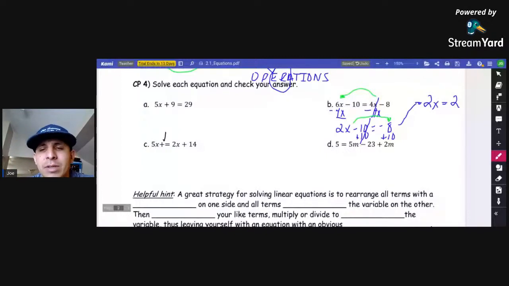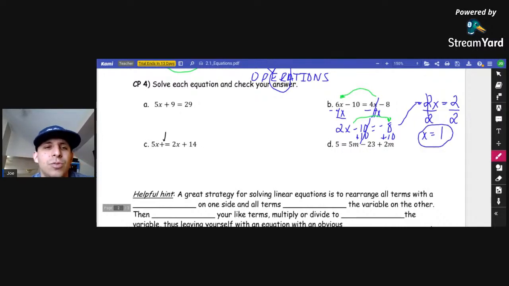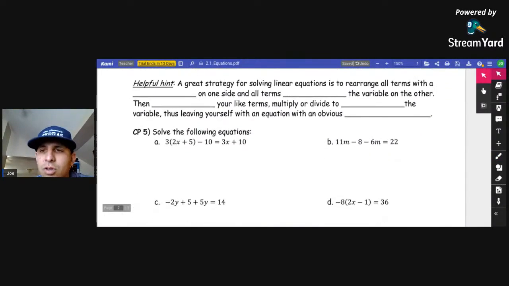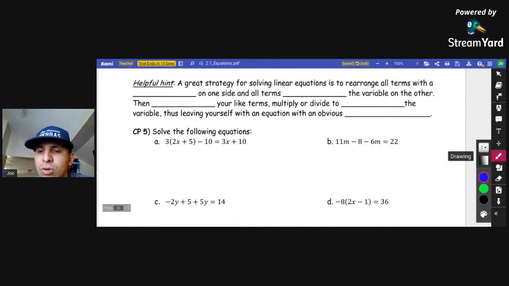Okay, and then last but not least, bad habit, 2x, like I reiterated previously, that was really 2 times x. So I would want to, in this instance, divide by 2 to isolate the variable. Once again, making sure I do it on both sides and arriving at x equals 1. Okay. I am going to finish up with the helpful hint and then come back for the monster equations because they're a little bit more intense.